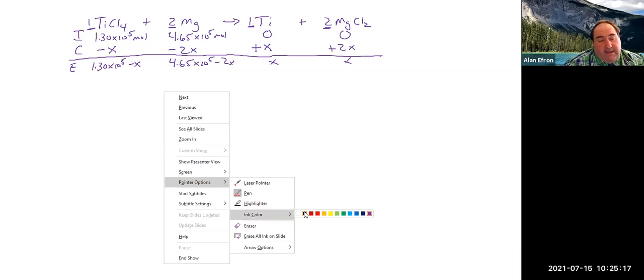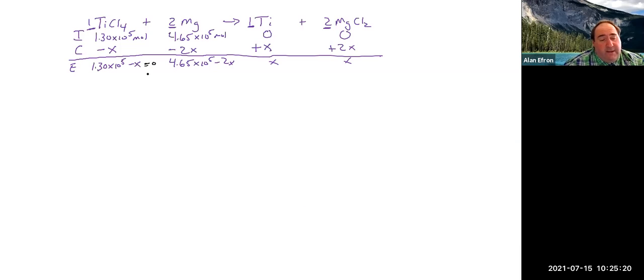If we do that, we set that guy equal to 0, which gives us x is 1.3 times 10 to the 5. We're going to set this guy equal to 0. That's going to bring our 2x to the other side, divided by 2. And x would equal 4.65 times 10 to the fifth divided by 2, which looks like 2.33 times 10 to the 5 there.